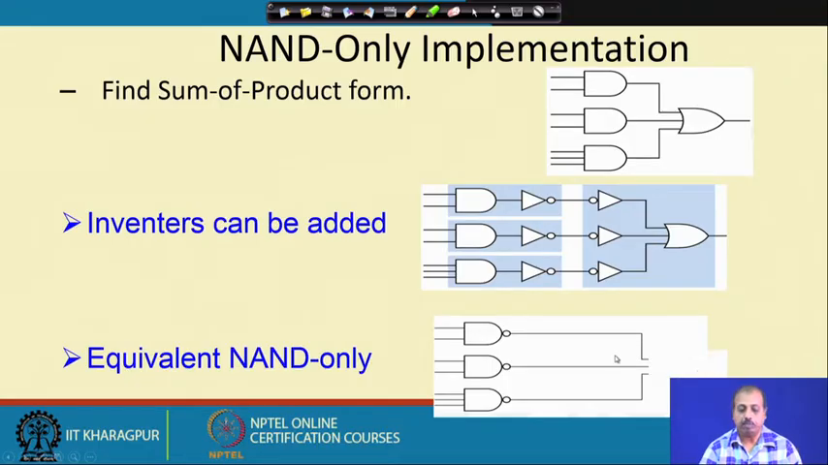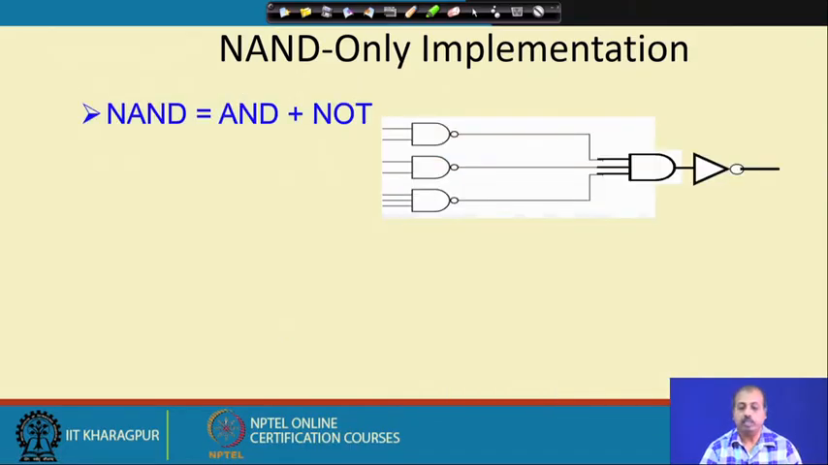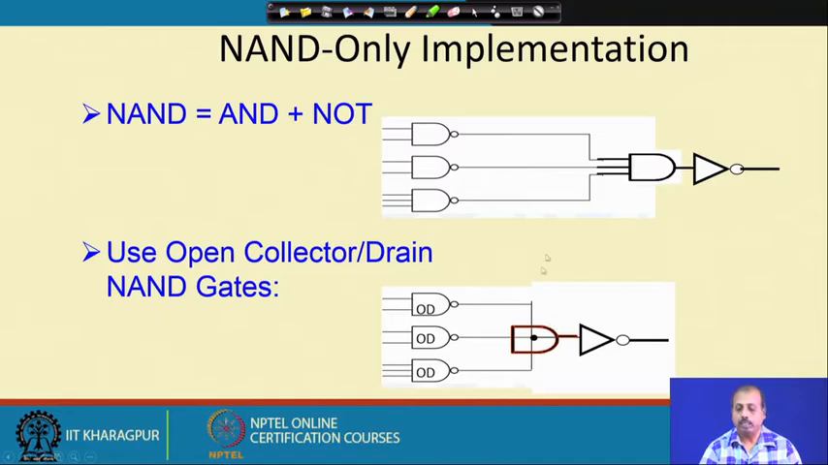So, that way we get the NAND operation, and NAND is nothing but AND plus NOT. Then this AND part we can replace by wired AND. So, this AND we can forget, and just join this together to make a wired AND connection. Then open collector or open drain NAND gates can be used here to get the final wired circuit realization.